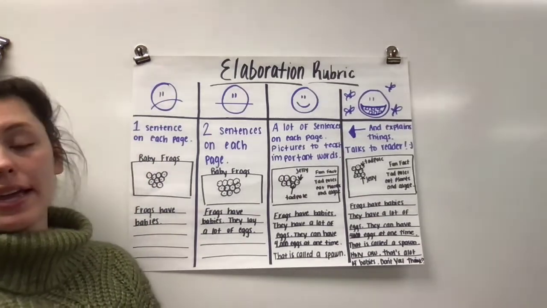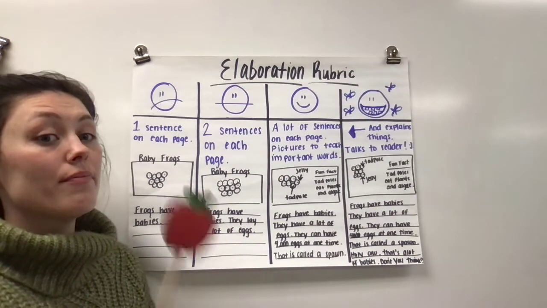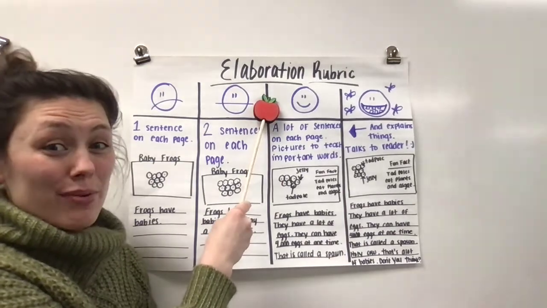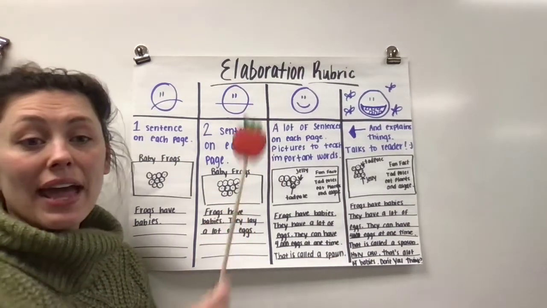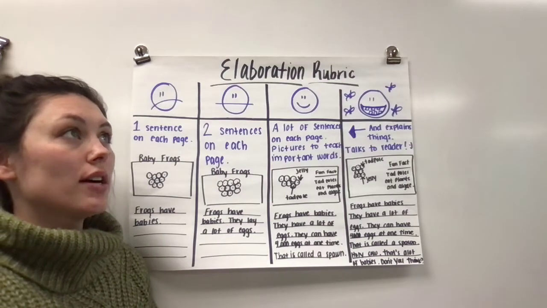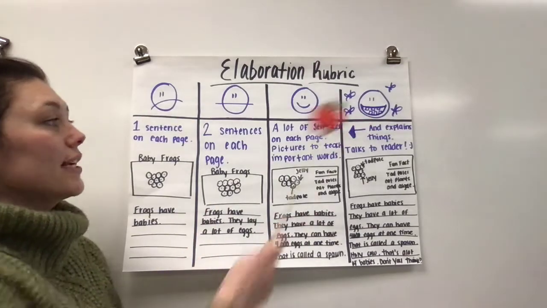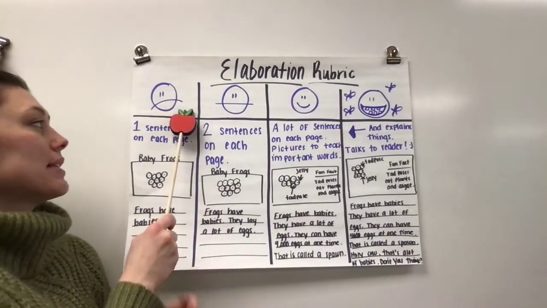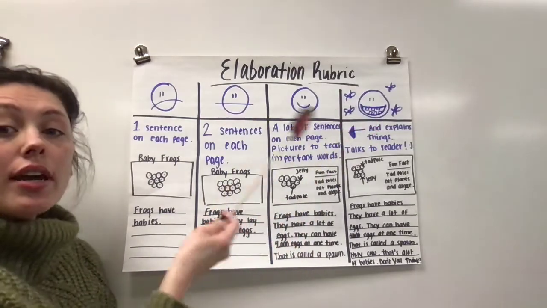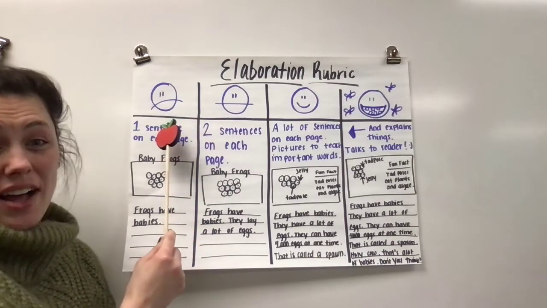And I wanted to talk to you for a second about what your writing needs to look like when we finish all of our writing. So this is my elaboration rubric. And a rubric is just something that tells you what your assignment or what your activity should look like when it's done. So I have 4 stages right here. And as you can tell by the smiley face, if it's smiling, obviously that's good. If it's kind of smiling or straight face, that's not so good. And if it's frowning, that's really not good.